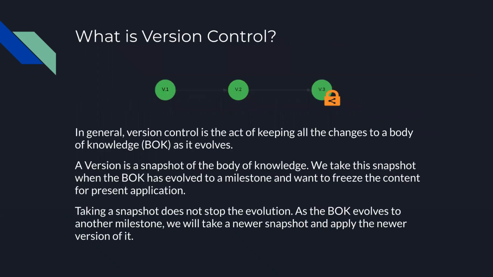So what is version control? Basically, version control is to keep records of all changes to a body of knowledge. A version is simply a snapshot of this body of knowledge. Taking a snapshot does not stop the body of knowledge to evolve. We can take another snapshot in the future when the body of knowledge evolves to another milestone.